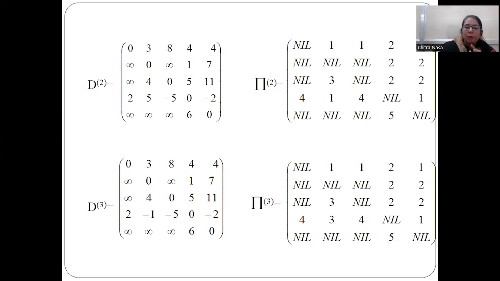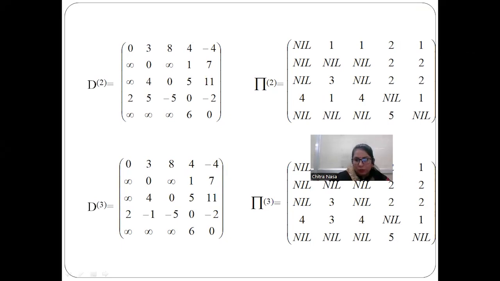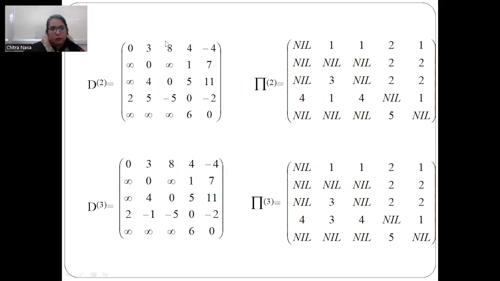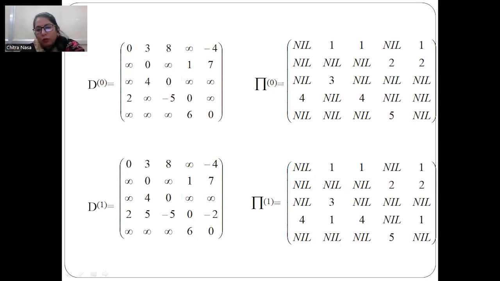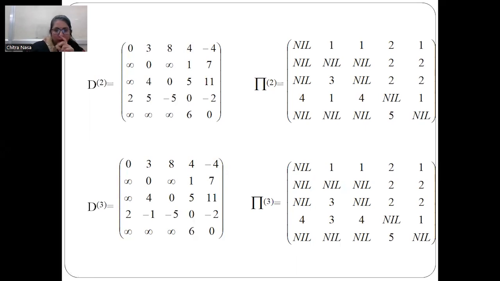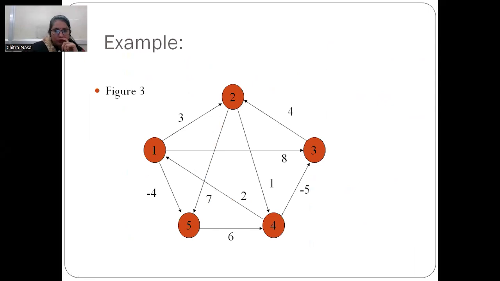Now see, wherever in the pi matrix we find 2, it means that those entries are changed. For example, see here, earlier there is 1 or either infinity. Let's see, 1, 2, 3, 4. So for 1 to 4 there was no direct path, it was nil. But let's see whether there exists a path via 2 or not.